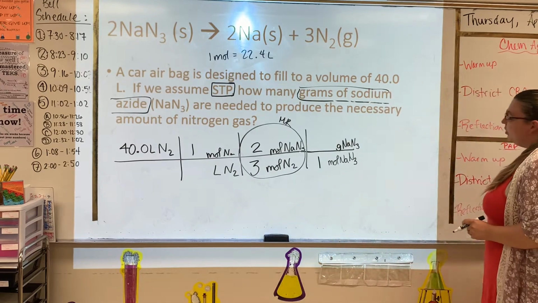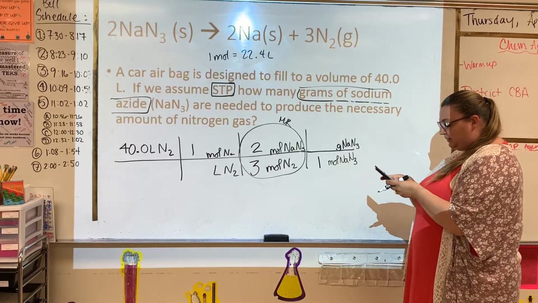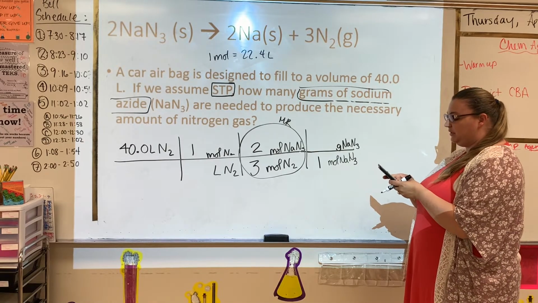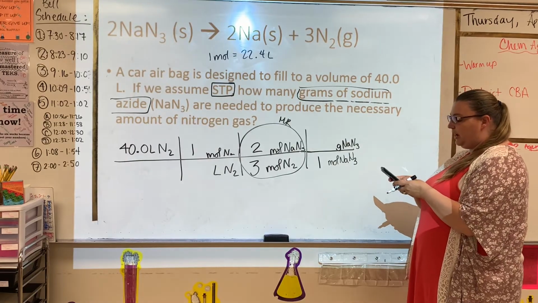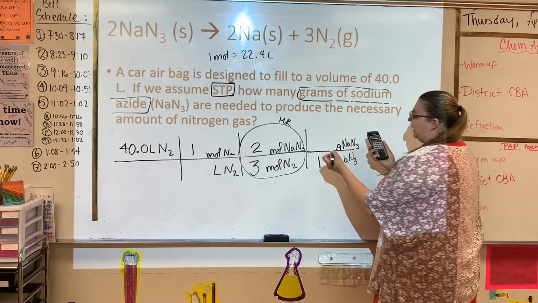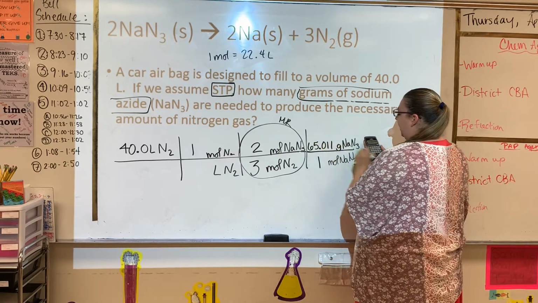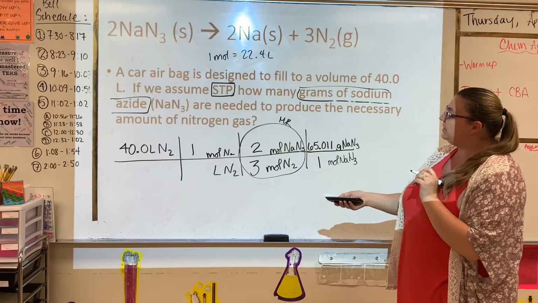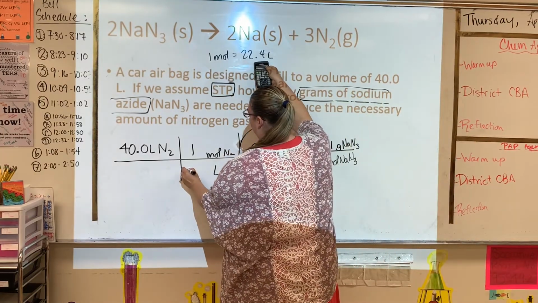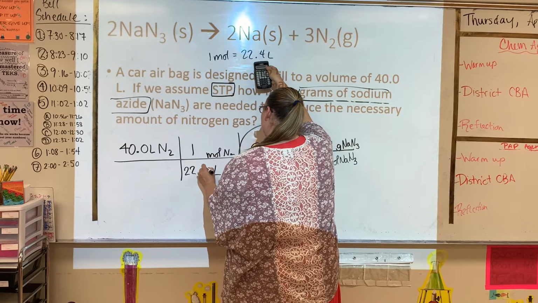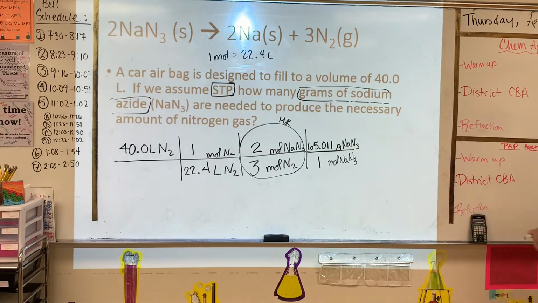Grams always gets molar mass, so we're going to do 3 times the mass of nitrogen, which is 14.007, plus the mass of sodium, which is 22.990. That's going to give us a mass of 65.011 grams. Now, what do we do with the liters? The liters is always going to be equal to this 1 mole. So we have 22.4 in our equality for liters.